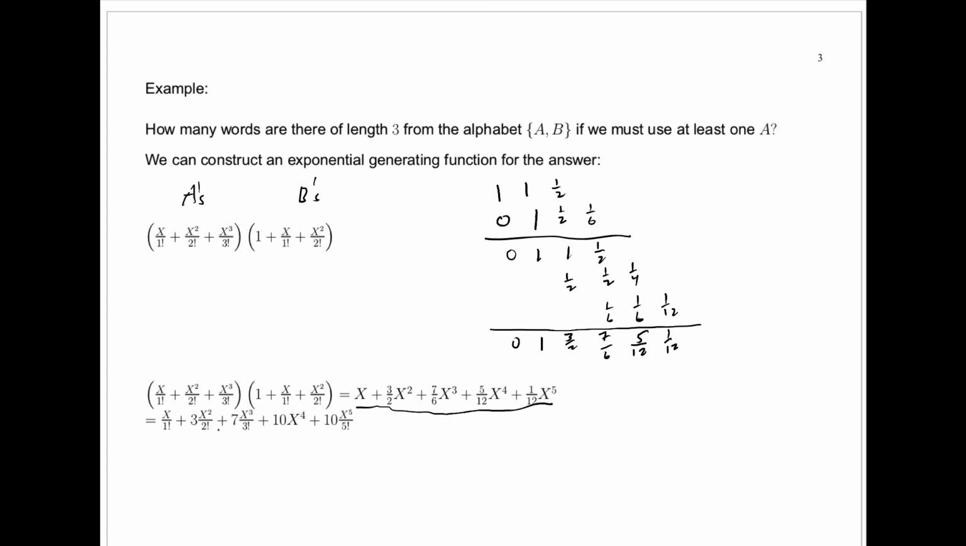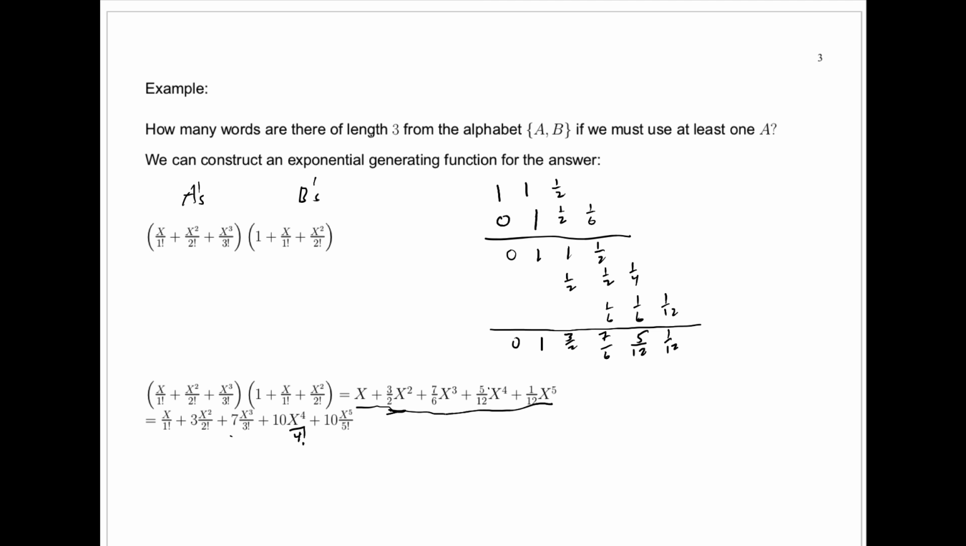Here we have 3/2 x squared, which we can write if we want as 3 times x squared over 2 factorial. That's just the same as this second term. 7x cubed over 6. 6 is already 3 factorial, so that's just 7 times x cubed over 3 factorial. 5/12 x to the 4th. If I multiply by 24, which is 4 factorial, I get 10 times x to the 4th over 4 factorial. That was a typo there, so we'll fix it. Then this one is 120 times the 12th, which is 10 times x to the 5th over 5 factorial.